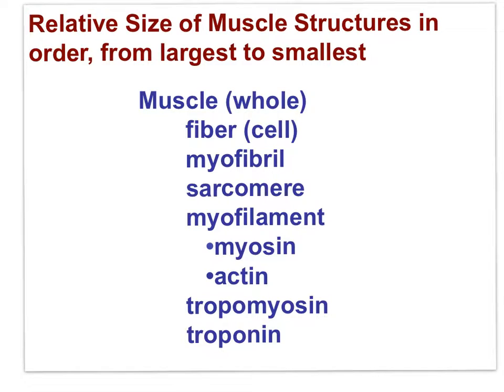Here is a list of muscle structures from the largest to the smallest. I introduced this ordering of structures in the last movie, and you should be comfortable with the first 7 terms. I've brought this slide back to say that this movie will introduce tropomyosin and troponin as regulatory proteins.